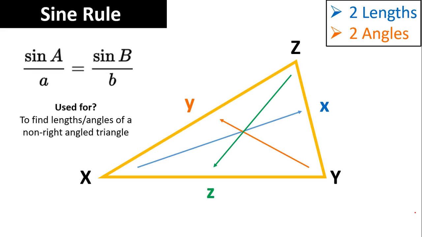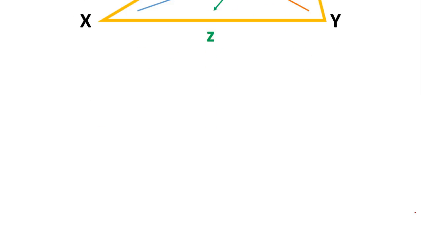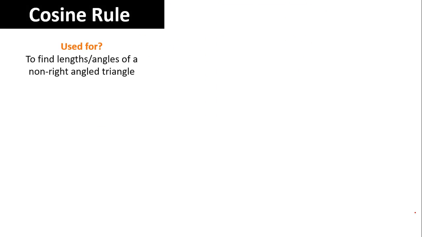Now, what is the difference between the sine rule and the cosine rule, and what is similar? The similarity is that both of them are used to find lengths and angles of a non-right angle triangle. The purpose for both of them is the same, but how would we decide which one to use? Depending on how many lengths and how many angles are involved.